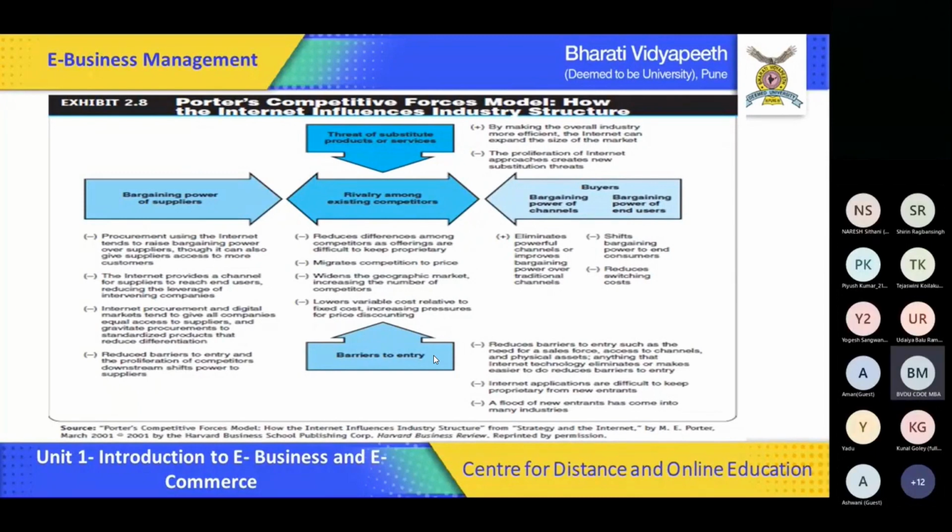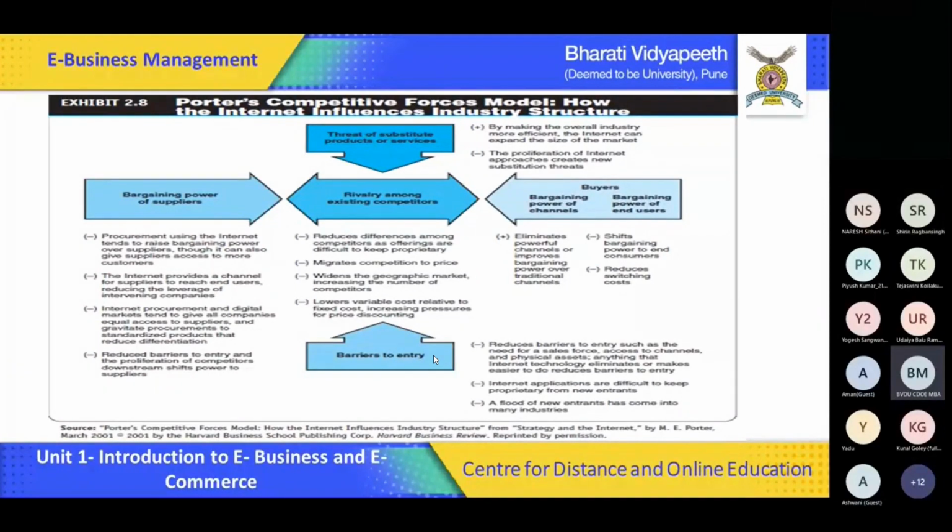Now let's see this, because we have only a few minutes available. The Porter competitive forces model: how does this affect and influence the industry structure? So first is the bargaining power of suppliers. Here procurement is done using the internet, and this tends to raise the bargaining power over the suppliers. It can also give suppliers access to more customers.